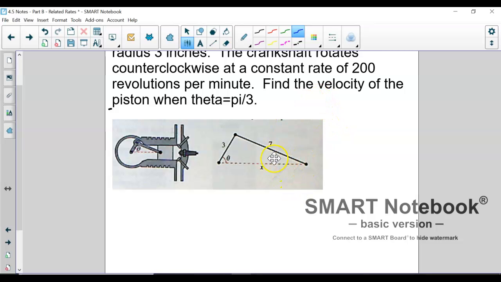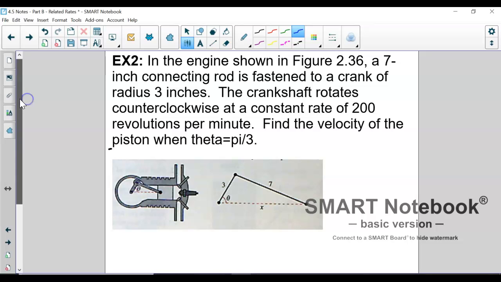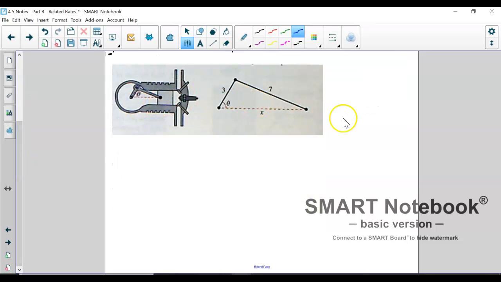So you can see here the crank. Let me see if I'm calling it the right thing. I get mixed up on this. Connecting rod is this 7-inch segment right here that we find right here on the piston. And then we have the crankshaft, which is this that goes around and around here. And so we end up with a triangle here, but it's not a right triangle. And since it's not a right triangle, we're either going to have to use law of sines or cosines here.